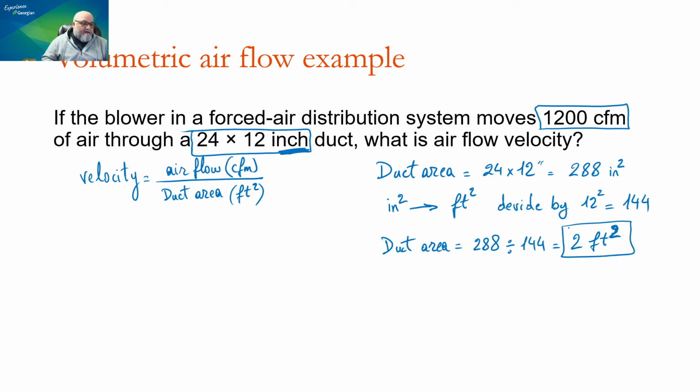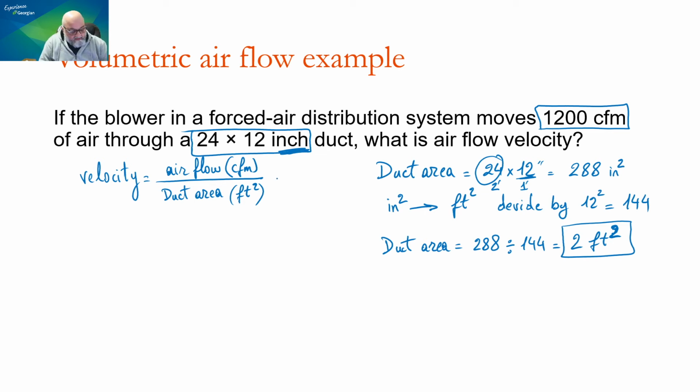Now, here's the thing. We have a smart student there, as you can see in the comments, that says, well, isn't 24 inches 2 feet and 12 inches 1 foot? Why don't we do that to start with? Just multiply 2 feet by 1 foot, and that's it. And yes, that's what you do when you have been working on this formula for long enough.